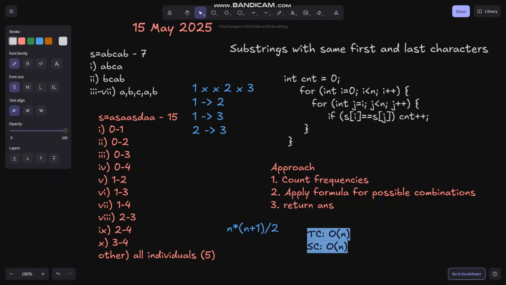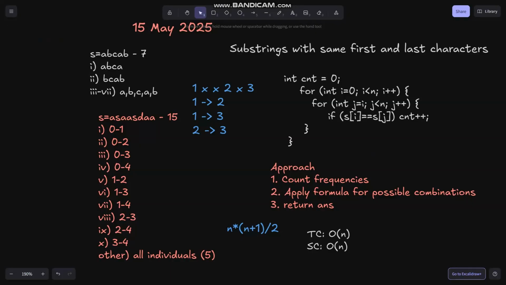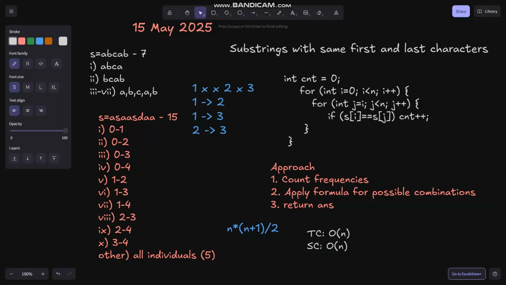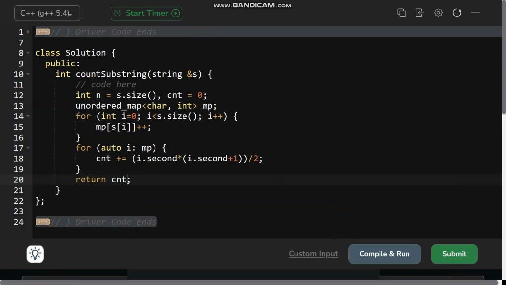The time complexity is O of n because we have to calculate the frequencies first, and then calculate all possible combinations by traversing through each calculated frequency. And space is, well, space is not O of n, sorry, space is constant. Why? Because we are only storing the 26 characters, right? So space is O of 1, that is considered constant. So let's see the solution. We have initialized a map to store the frequencies. We have stored the frequency of all the characters, and then we have computed this n into n plus 1 by 2, and we return the total, right?